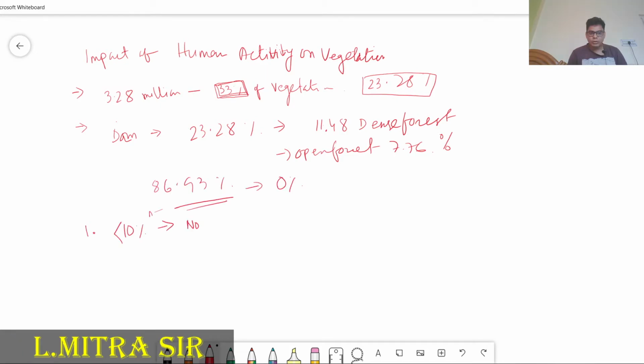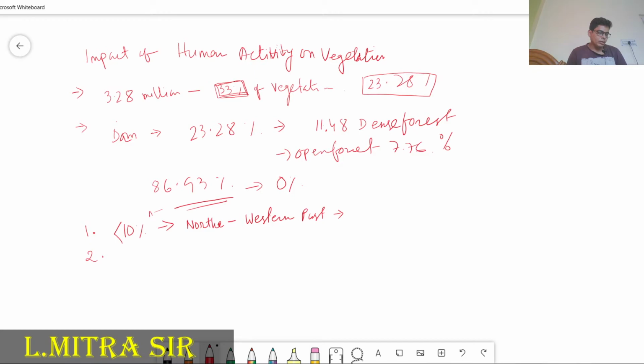Northwestern part means mainly Gujarat, Rajasthan, Punjab and Haryana. These are the states where we find less than 10% vegetation cover. Most of Punjab and Haryana have cleared land for cultivation.